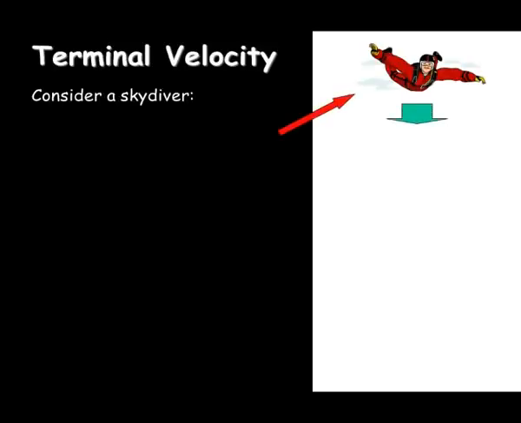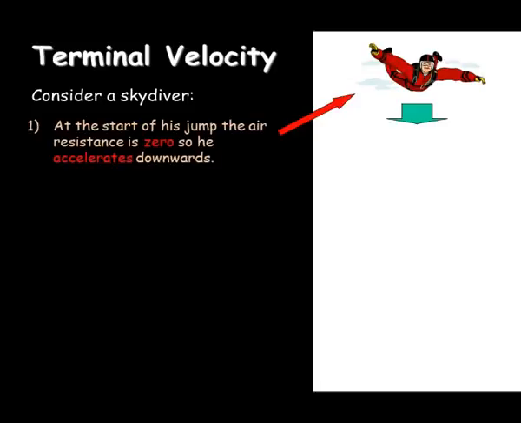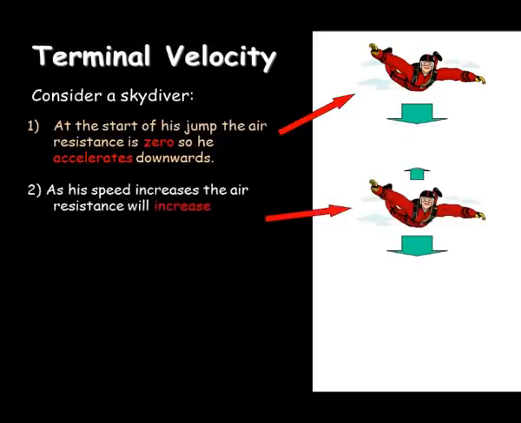Okay, we're now going to consider a skydiver, somebody jumping from an aeroplane. At first, he jumps out the aeroplane, there's no air resistance. There is a big force acting downwards due to gravity, his weight pulling him down, so he starts to speed up, he starts to accelerate downwards.